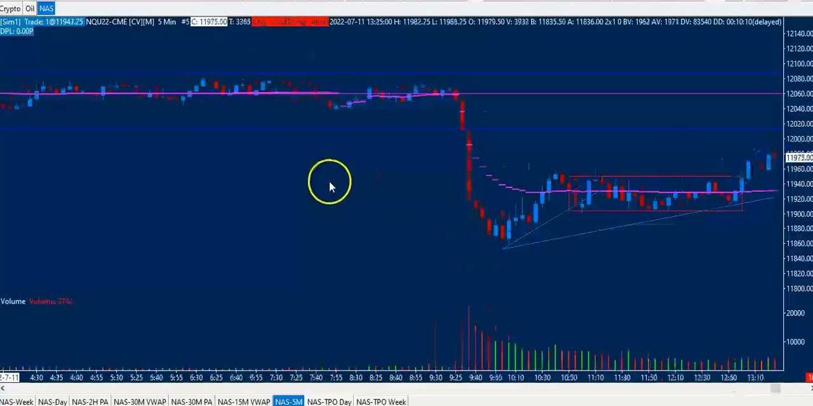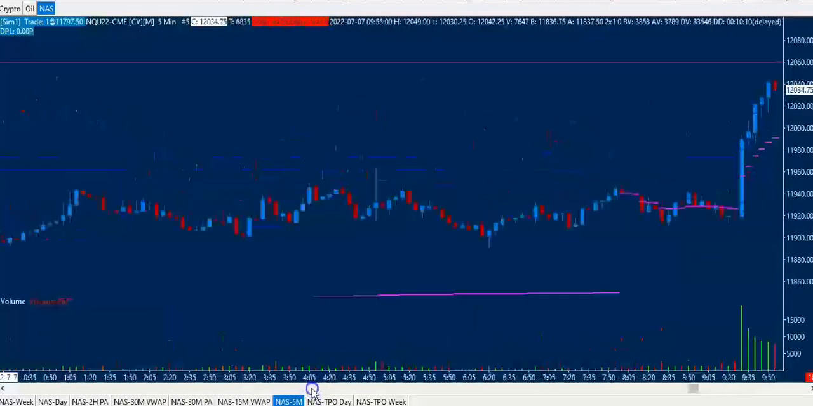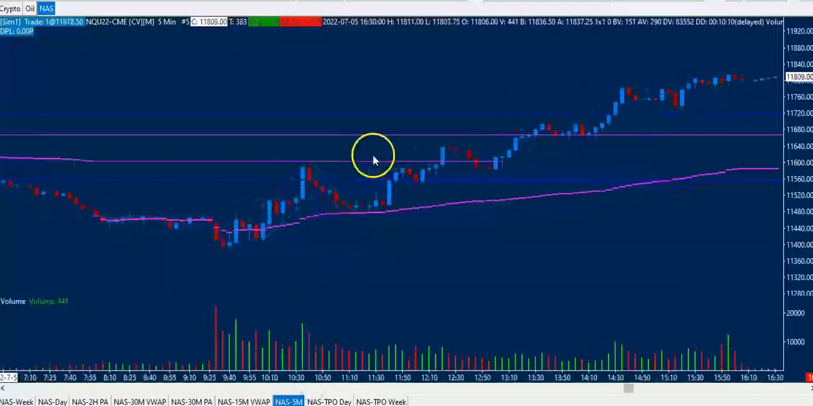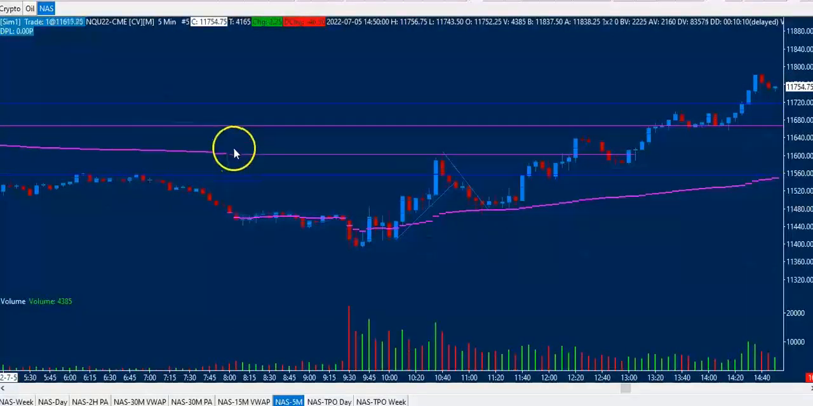All right, so we're going to jump back over here to the 5th. We're going to do that one first. Okay. So what we see here is essentially I've overlaid the previous days. So this was a Friday, I believe.